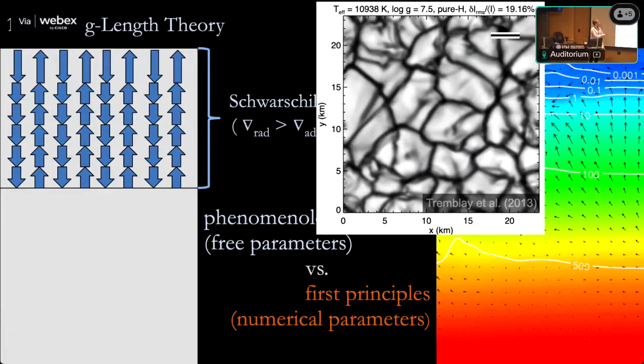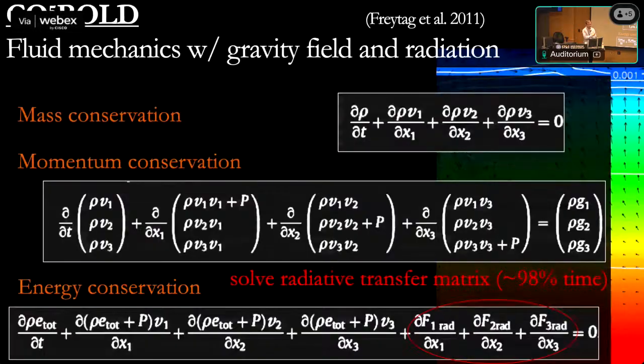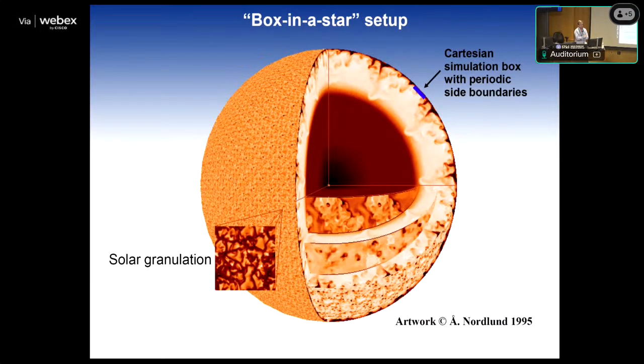And here, you see we qualitatively get this granular convection, which is very much like what you would see in the sun. This is a solar observation, but I'll just note that the length scales here are very different. The Cobalt code solves the Euler equations in the presence of an external gravity field. We spend most of our time solving the radiative transfer, which is important for this optically thin convection.